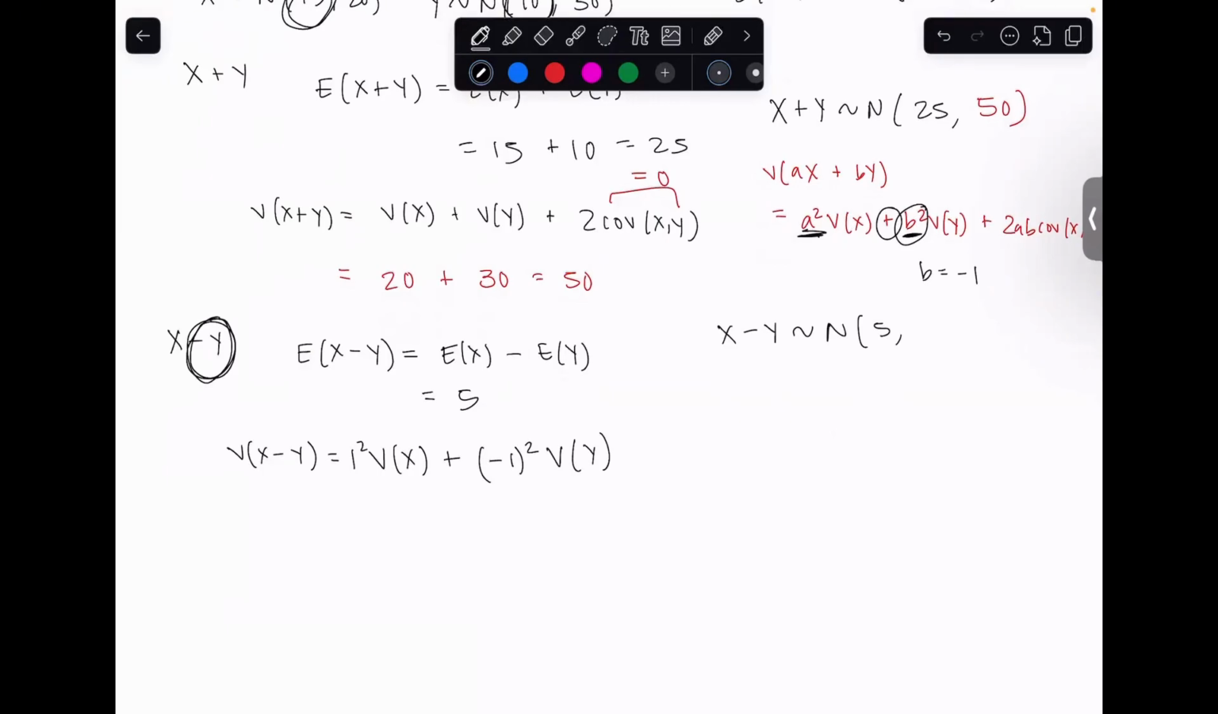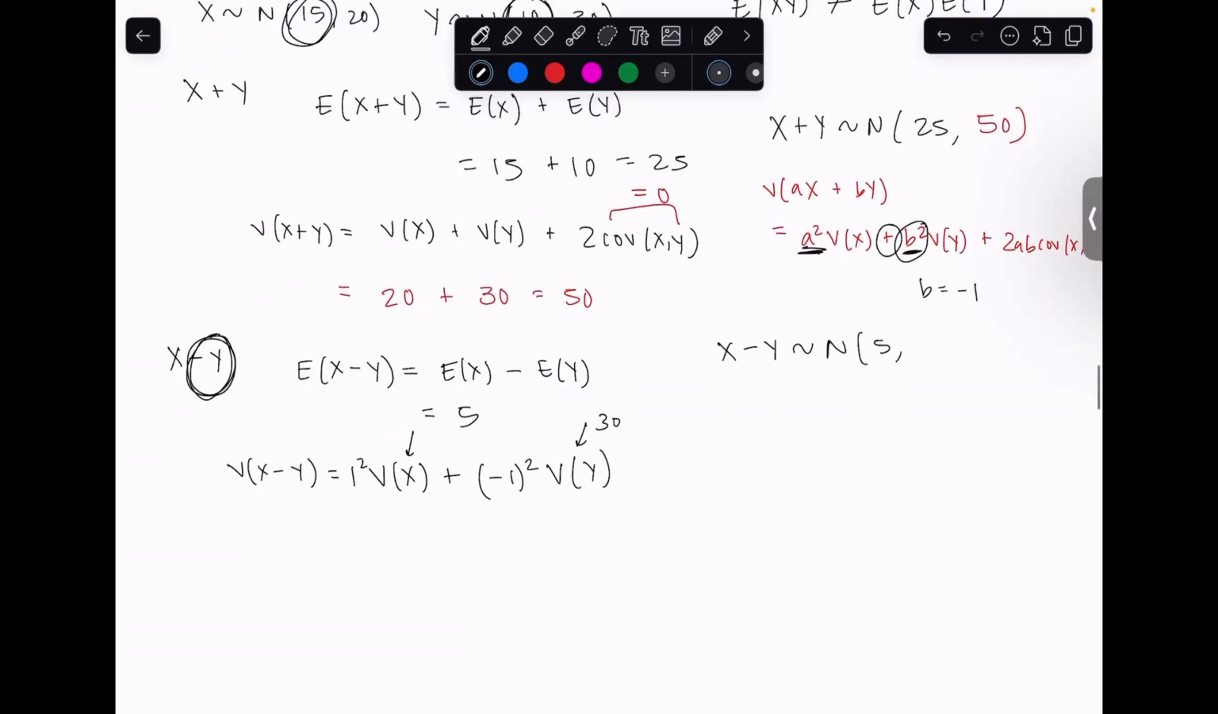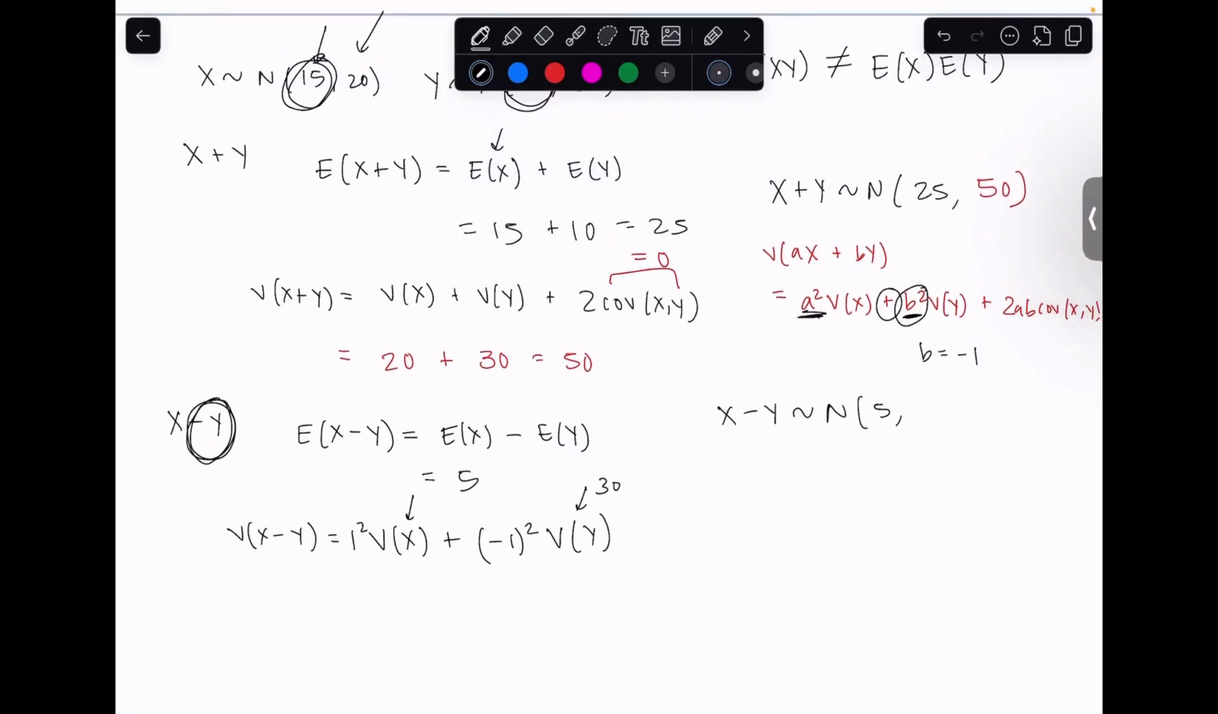And once again, my covariance is 0. And so here, I know that my variance of X is 20 and this is 30. So if I do 20 plus 30, then I just get 50 again. So that means this has a variance of 50. So that's how you go about finding how things are distributed.